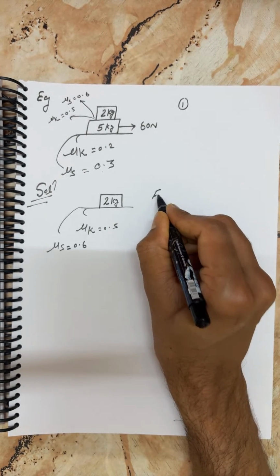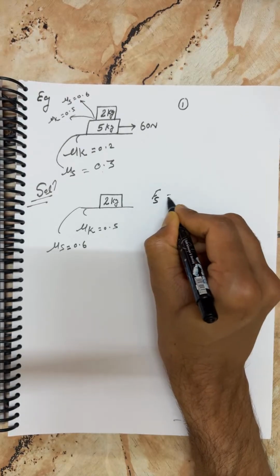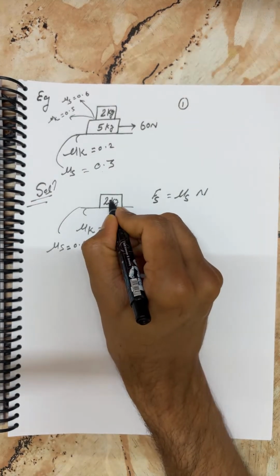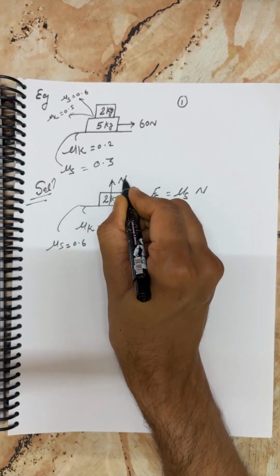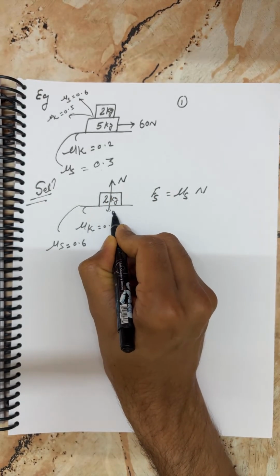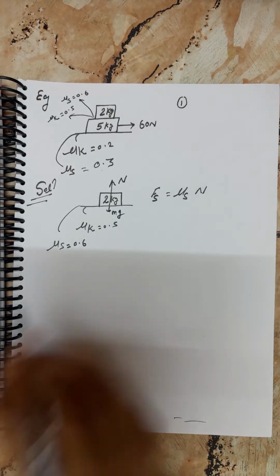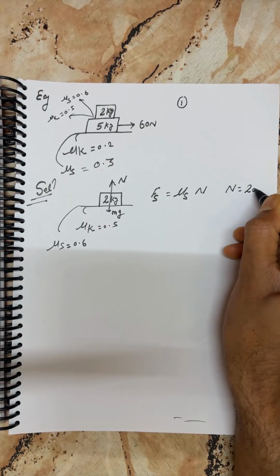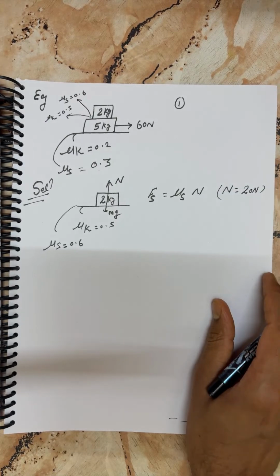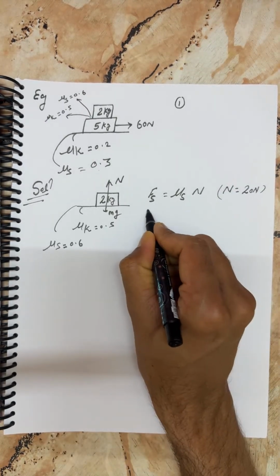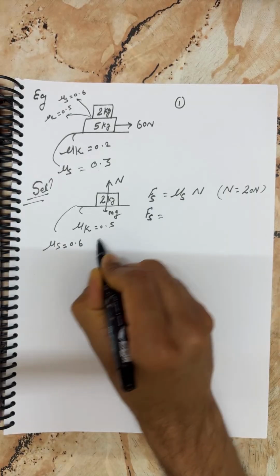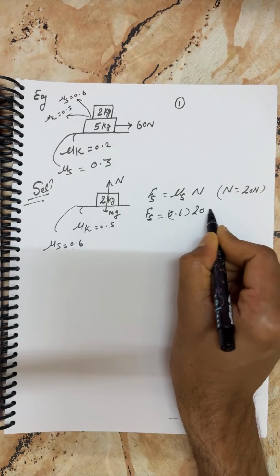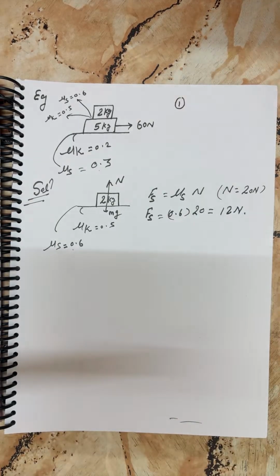Fs implies static friction, which is equal to mu s into N. And N is always perpendicular to the surface, and this is mg, my dear. So N equals mg, which is nothing but 20 Newton. Now, students, the static friction coefficient mentioned is 0.6, so 0.6 into 20 equals 12 Newton.